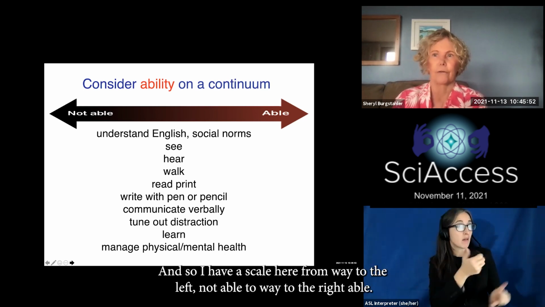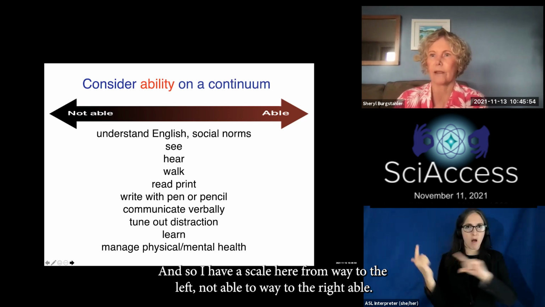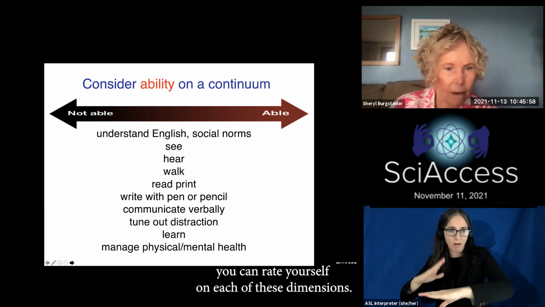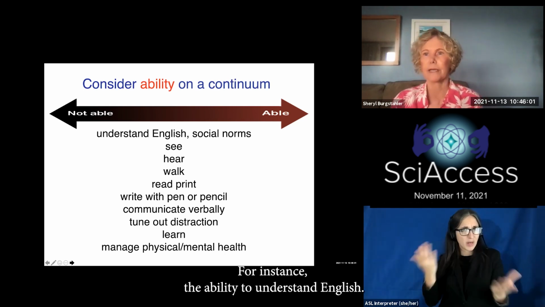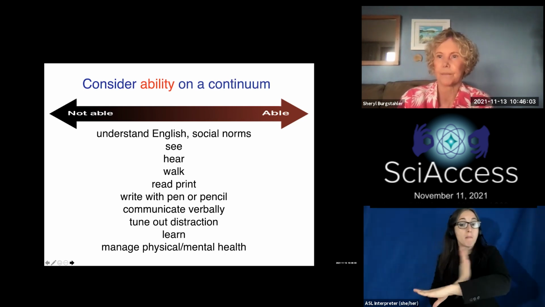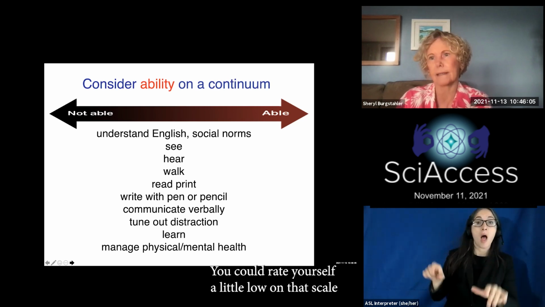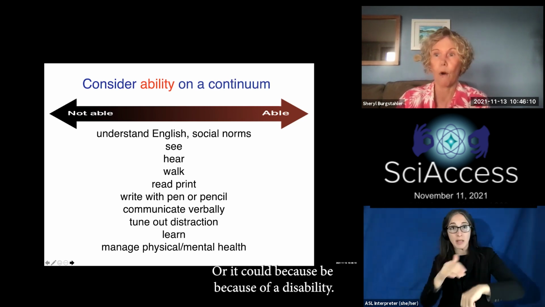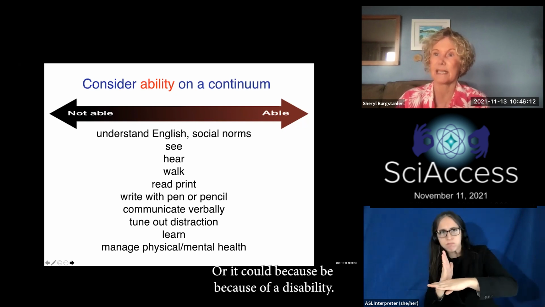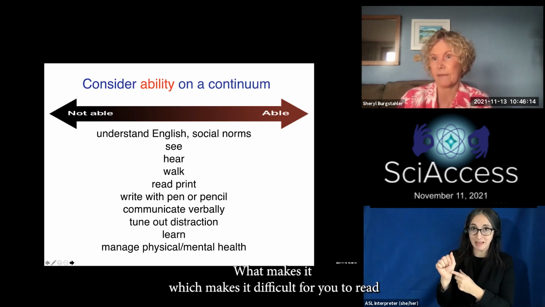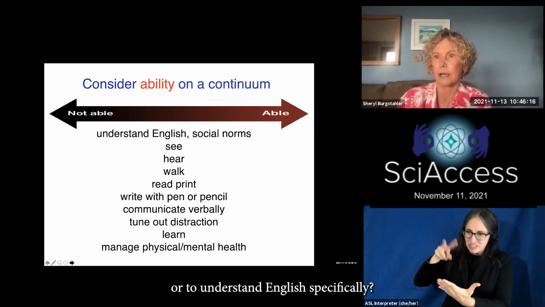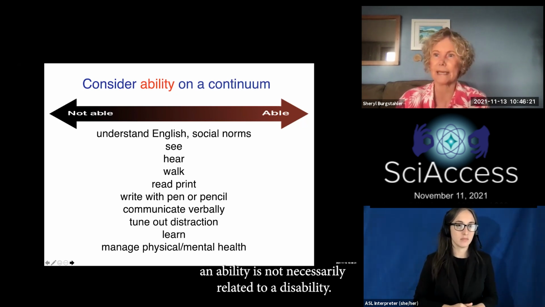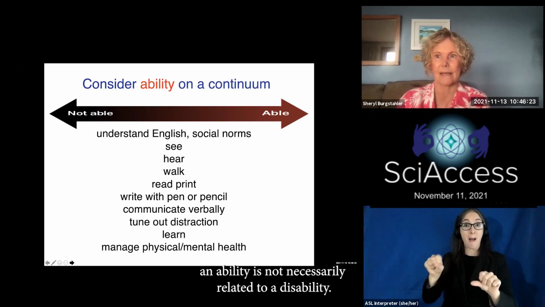And so I have a scale here from way to the left, not able, to way to the right, able. And each person today in this presentation, you can rate yourself on each of these dimensions. For instance, the ability to understand English. You could rate yourself a little low on that scale because English is not your first language. Or it could be because of a disability, which makes it difficult for you to read or to understand English specifically. So in other words, an ability is not necessarily related to a disability.